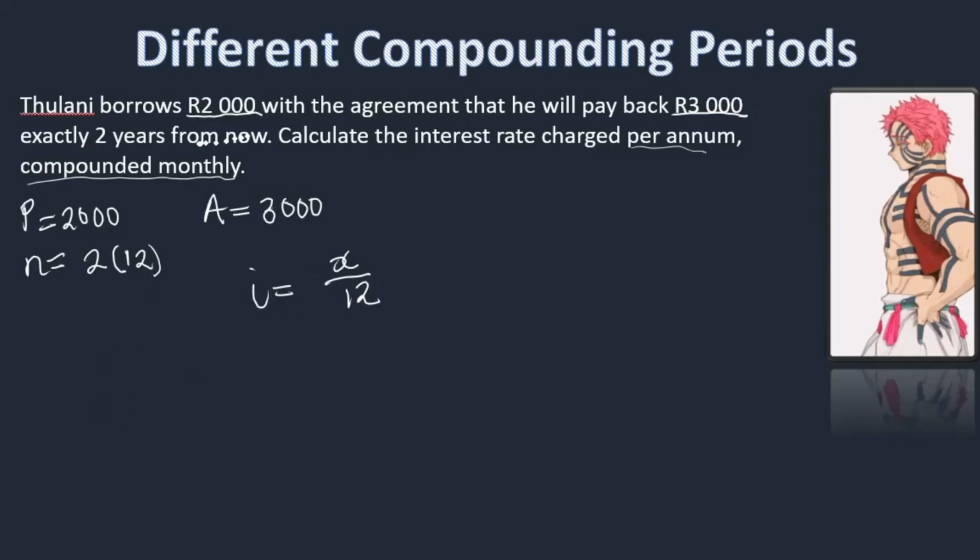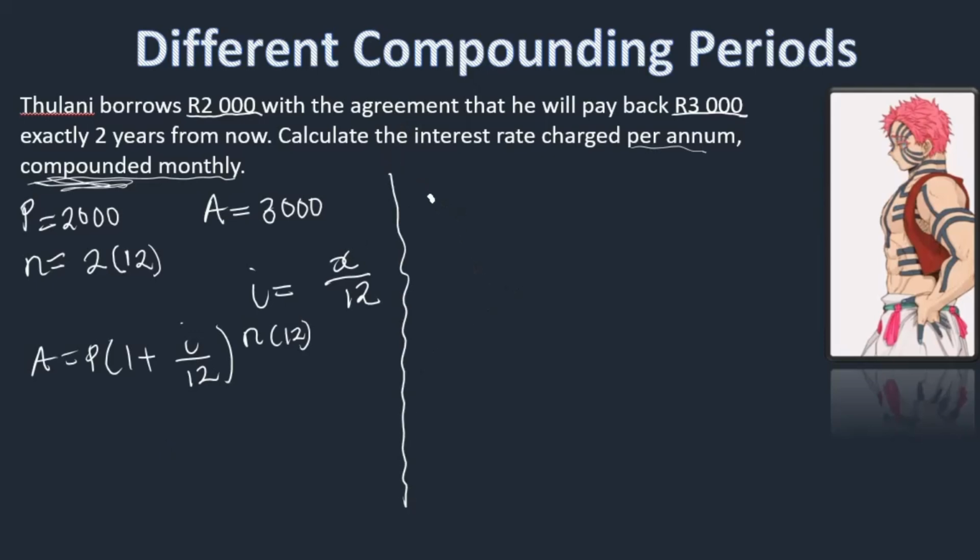So what formula are we using? We are using the compound interest formula. My A is equal to P times 1 plus the I that I'm looking for over 12, raised to the number of years multiplied by 12, because everything is compounded monthly. Substitution: my A is 3,000, which is equal to my P, which is 2,000, times 1 plus I over 12, raised to 2 multiplied by 12.